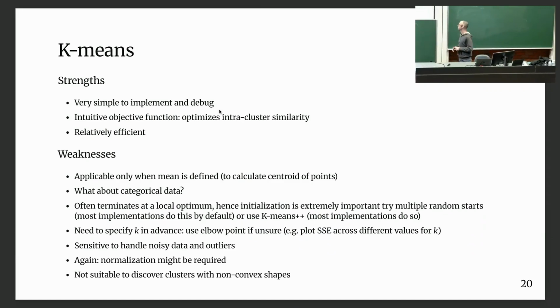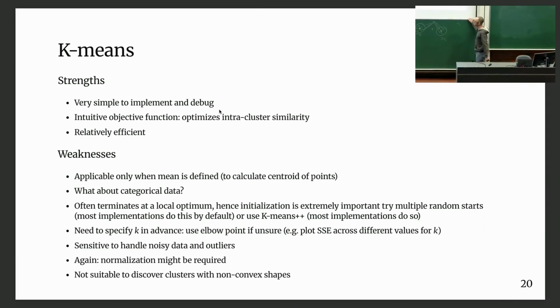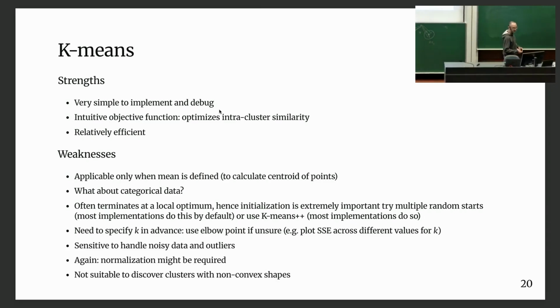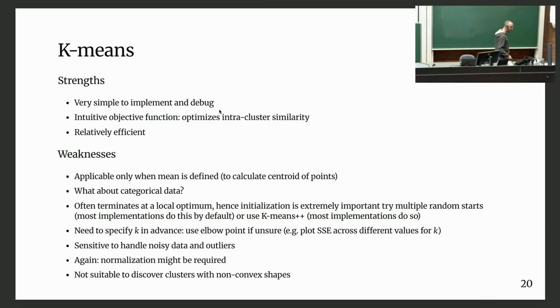That also helps. So that's k-means++. That's the only change that it makes. That's also what most implementations do. Normalization will be required depending on the distance metric that you choose, but typically that will be something that you have to do. Also annoying is that this technique is sensitive to noisy data.